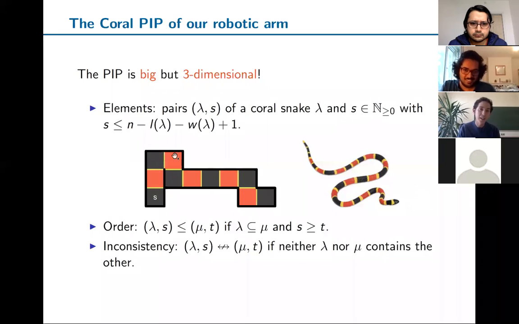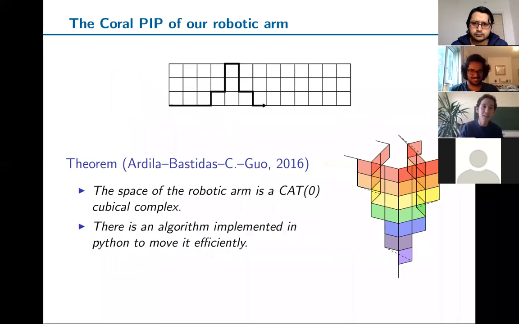They are given by some combinatorial objects that look like coral snakes. And these combinatorial objects also have a number attached to them, S, which satisfies some conditions. And we can describe the order relations of these snakes. I don't want you to focus too much on the details. Most importantly, you can use this PIP to prove this result, namely that the space of the robotic arm is a CAT(0) cubical complex, and you can use this PIP as a remote control to move it efficiently.